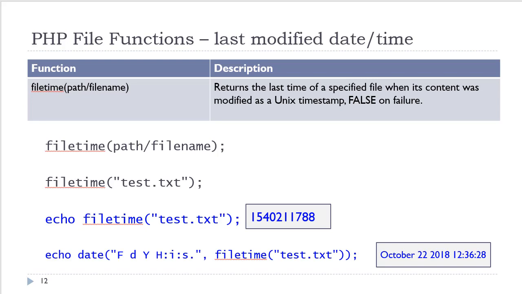We also can determine the last time and date a file was modified. We can do this using the filemtime function, which takes one parameter, the path and file name of the file we wish to check. If we were to use the echo statement with this function, it would return a number of seconds. We need to convert that into a date. We can do this using the date function as shown here.